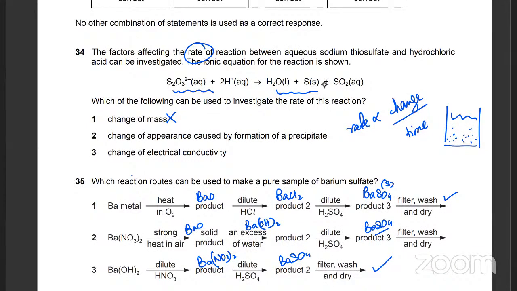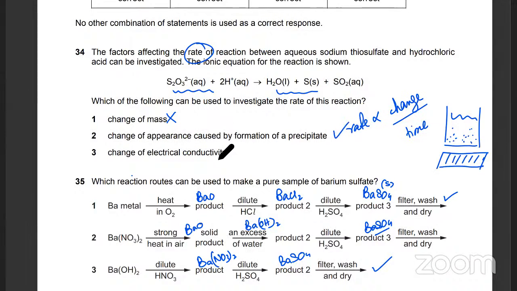Light will not be able to pass through it. So what you do in the lab is you place a printed page underneath it, and you have a stopwatch, and you measure when the printed page, which is at the bottom of the beaker, disappears. If it disappears very quickly, like in the first 10 seconds, that means the reaction is very fast. If it takes a very long time to disappear, then the reaction is very slow. So this will definitely work.